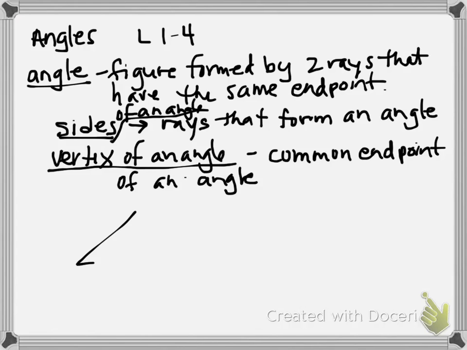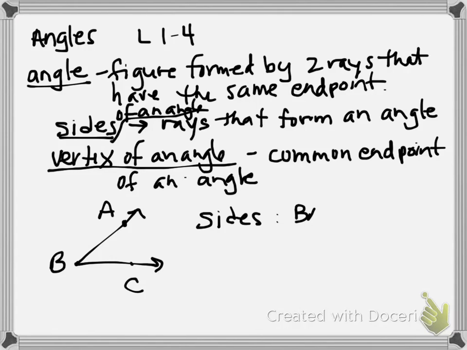So just to illustrate those three pieces, we've got an angle. Its sides would be ray BA, because remember we start from the endpoint, and ray BC, and the vertex would be C.